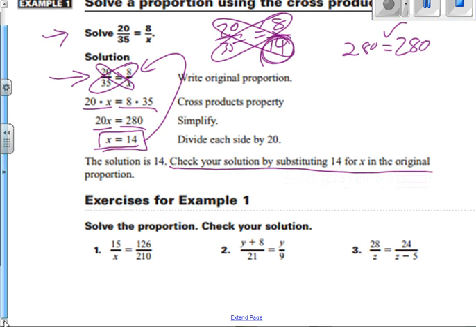So now it's your turn. You have 1, 2, and 3. Pause the video, run through these, use the cross product to solve, or any other method that we talked about on the previous video. And then once you have answers for these, start the video back up, and then we'll check our answers, okay?